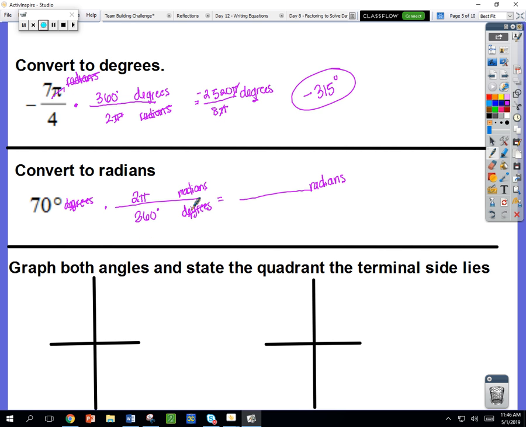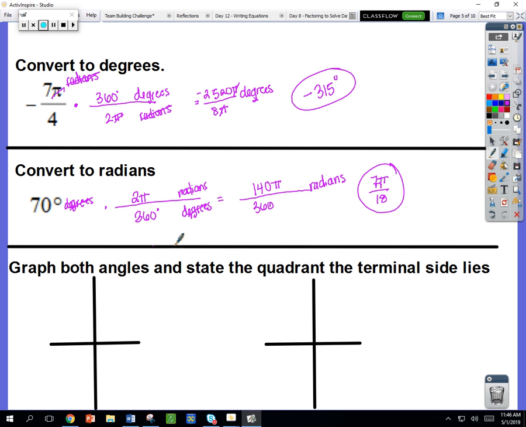So I multiply straight across. 2 times 70 is 140. And then I have 360 on the bottom. And so I would divide 140 by 360, turn the answer into a fraction, leave the pi there. So it would be 7 pi over 18.